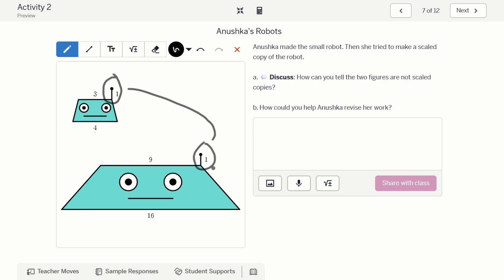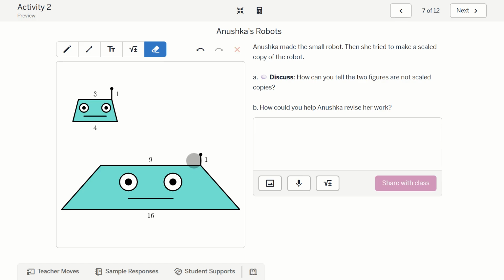When we scale a shape up or down, every side, ladies and gentlemen, changes. If a side stays the same when I scale up or down, it's not scaled. So that antenna completely ruined everything. That antenna tells us this is not scaled at all. You guys can even look further.